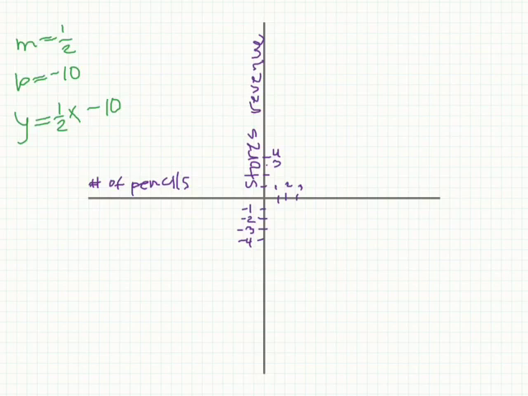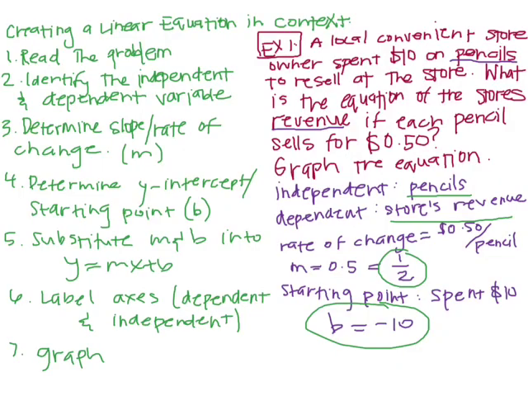So let's go back and look at our steps to see what our final step is. We have read the problem, we've identified the independent and the dependent, we found our slope or rate of change, we found the y-intercept or the starting point, we took that slope and y-intercept and we substituted them into y equals mx plus b, we labeled our axes, and finally we are going to graph that equation that we got in step number 5.